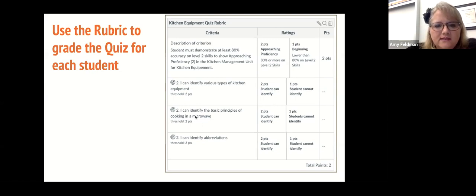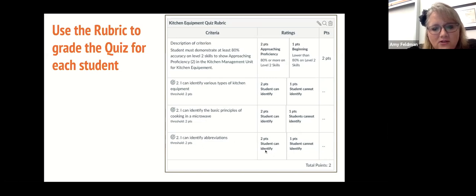Then in the quiz, there are 2 questions about microwaves. And I think, okay, the 2 questions on microwaves, if they miss 1, that's 50%. They don't have 80% accuracy. So it's a 1 point, student cannot identify. Are you following? Then on the last question, which has 6 parts, it's all abbreviations.